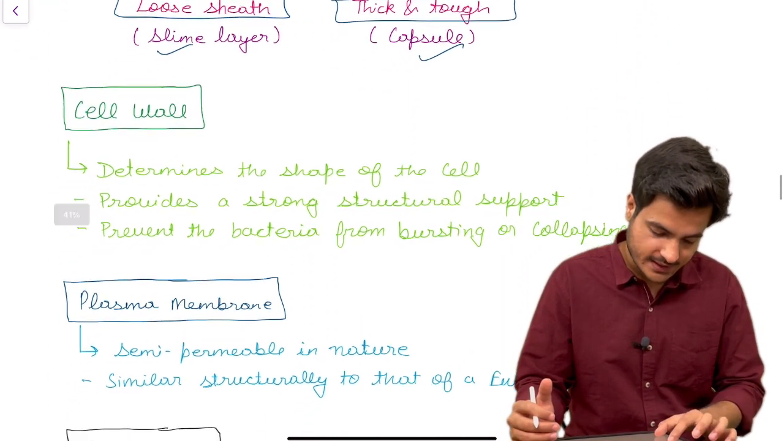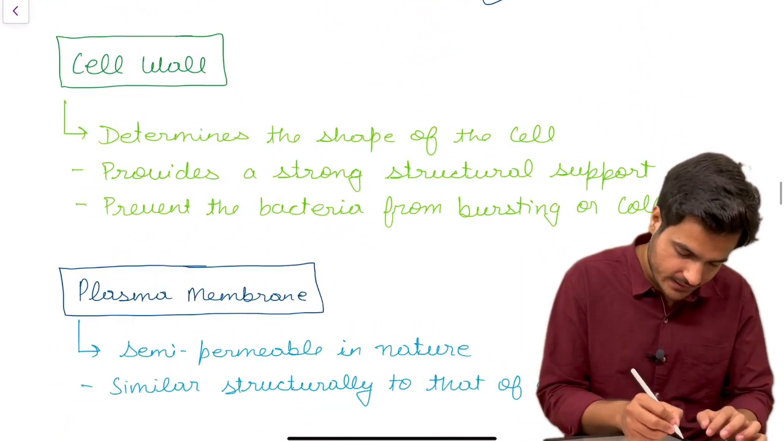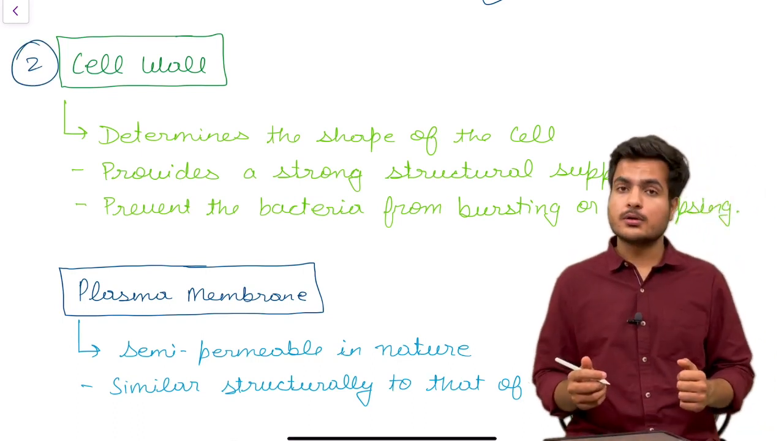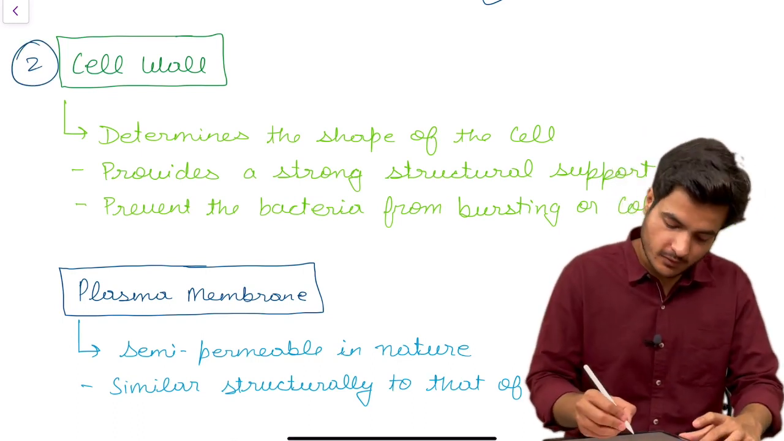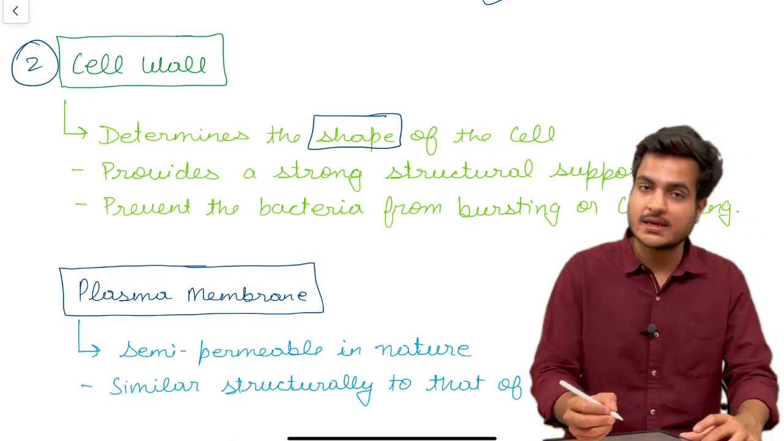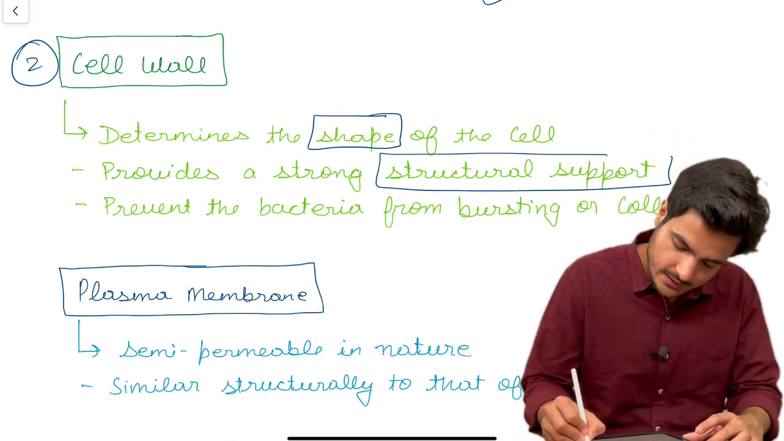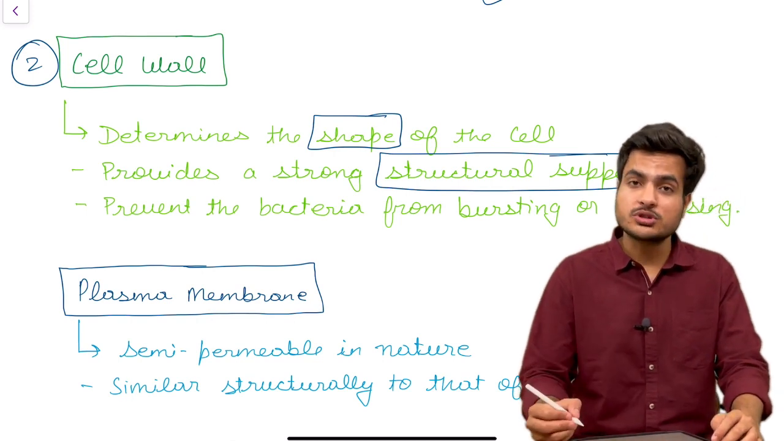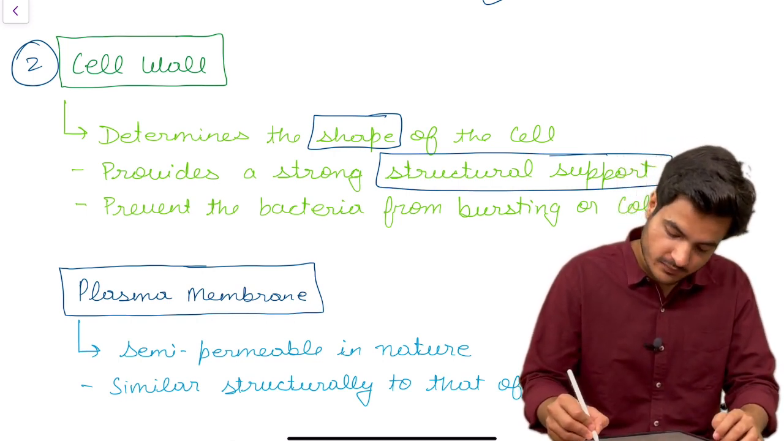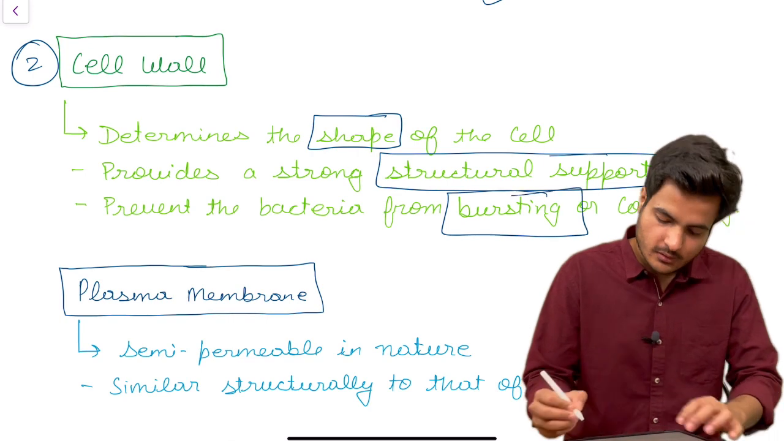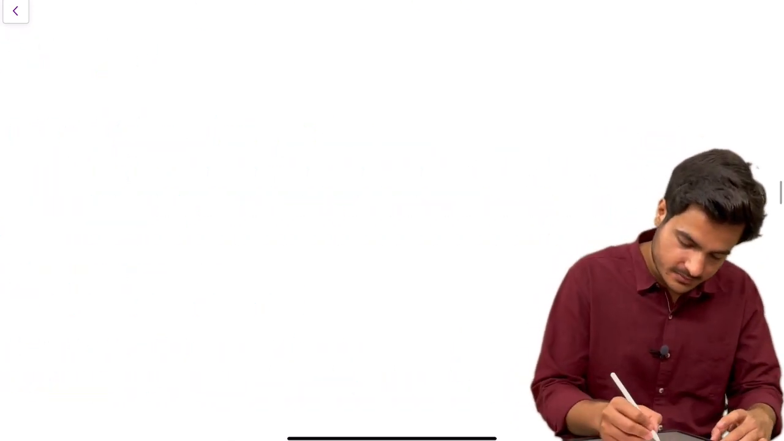Now comes the second layer of the cell envelope of a bacteria, which is the cell wall. The functions of the cell wall: it determines the shape of the cell. It provides structural support to the cell, and the final most important thing is it prevents it from bursting. Now let's see what this means.